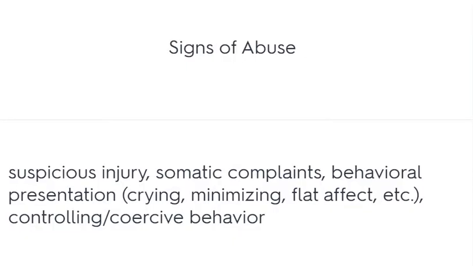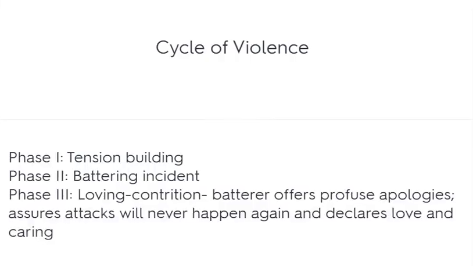Signs of abuse: suspicious injury, somatic complaints, behavioral presentation, controlling coercive behavior. Cycle of violence: Phase I, tension building. Phase II, battering incident. Phase III, loving contrition. Batterer offers profuse apologies, assures attacks will never happen again and declares love and caring.